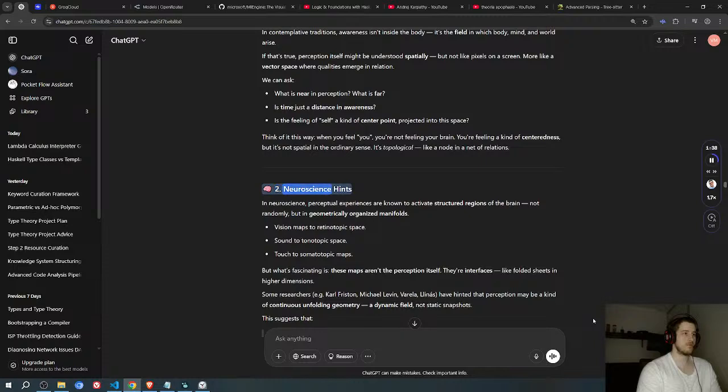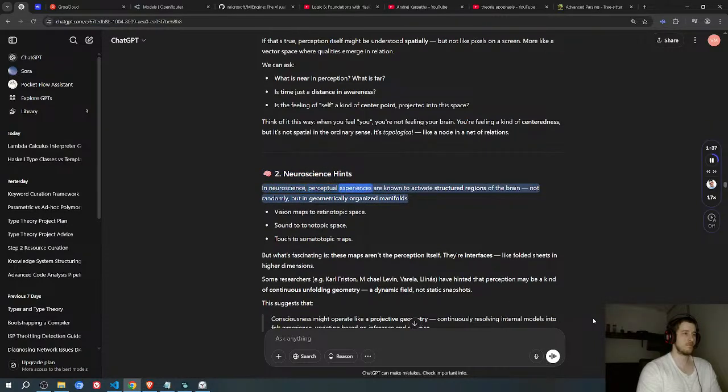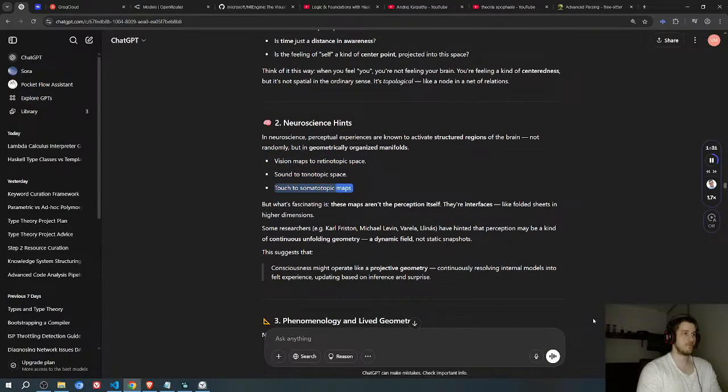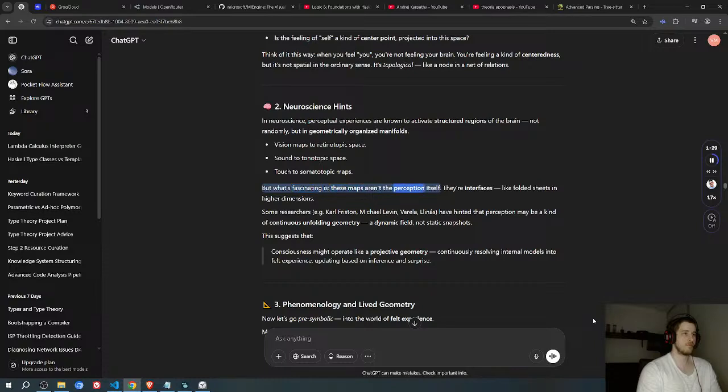2. Neuroscience hints. In neuroscience, perceptual experiences are known to activate structured regions of the brain, not randomly, but in geometrically organized manifolds. Vision maps to retinotopic space, sound to tonotopic space, touch to somatotopic maps. But what's fascinating is, these maps aren't the perception itself. They're interfaces, like folded sheets in higher dimensions.